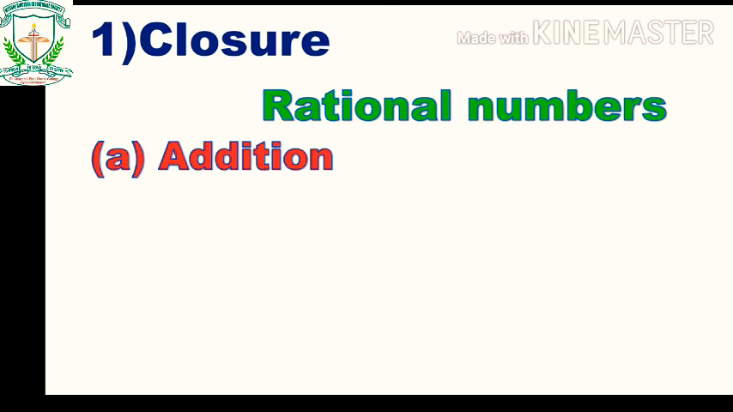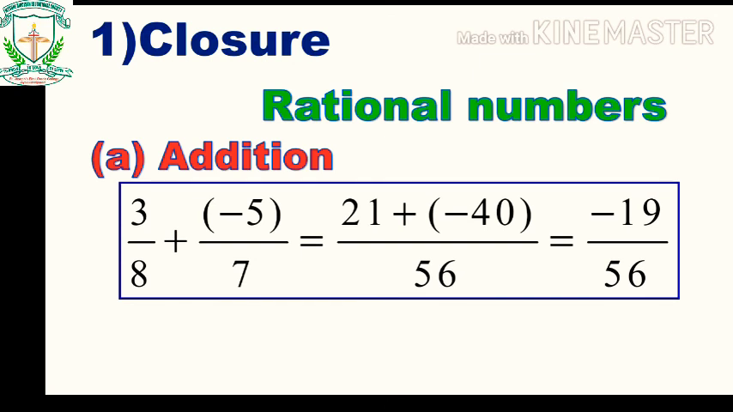We take a rational number 3 divided by 8 and add it to another rational number minus 5 divided by 7. That is 3 divided by 8 plus minus 5 divided by 7. Plus of minus becomes minus, so 3 divided by 8 minus 5 divided by 7. First, we need to take LCM of 8 and 7. LCM of 8 and 7 is 56.